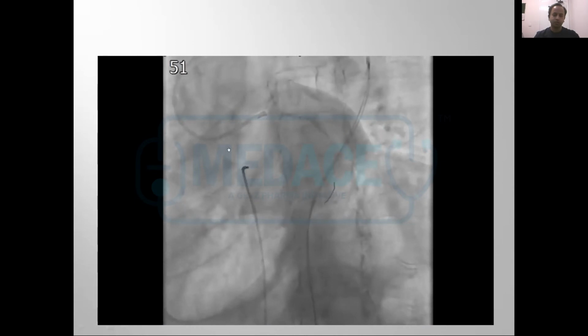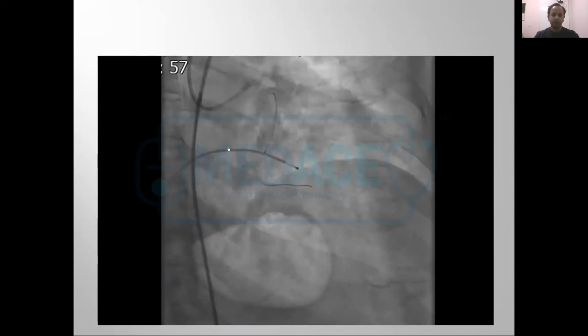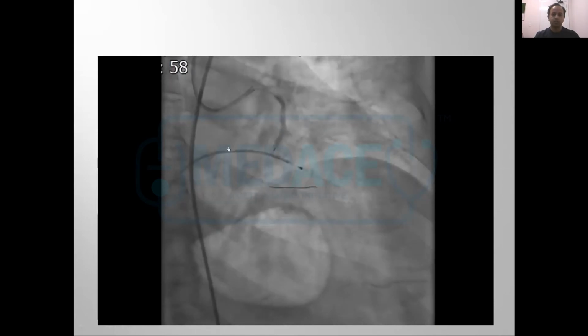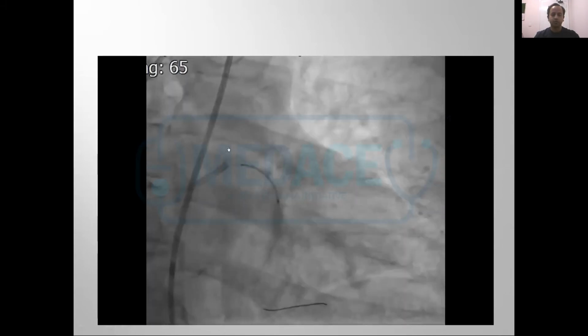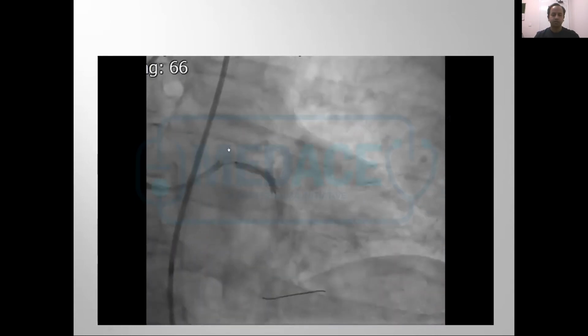We were not able to cross the stent, so we deep-seated the Guidezilla with the help of a 3.5 NC, and then with the help of this, we were able to pass it. So in this, the stent was deployed. There was an overlapping stent that was again being placed, and it was deployed in this image.